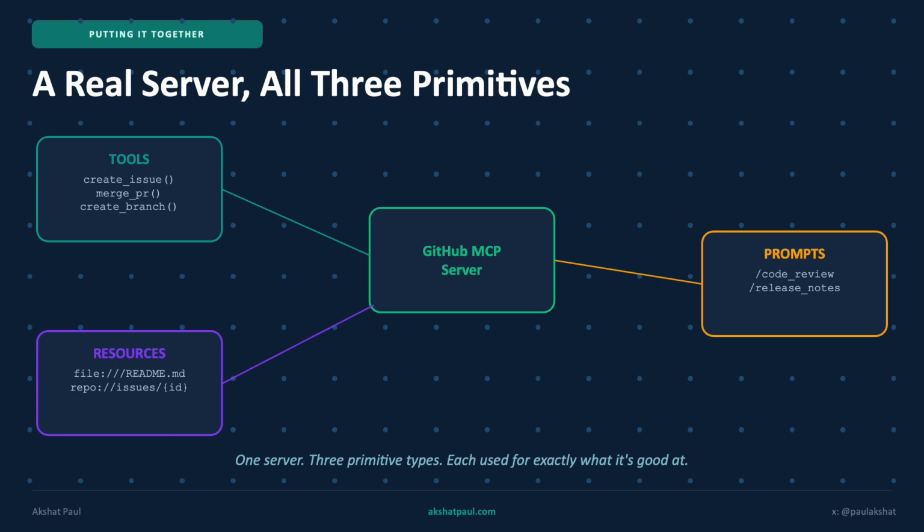This is the realistic picture of what a mature MCP server looks like. It's not just tools or just resources. It's a thoughtful combination of all three, each chosen deliberately based on who should be making that decision: the model, the application, or the user. That's the mental model I want you to walk away with today.